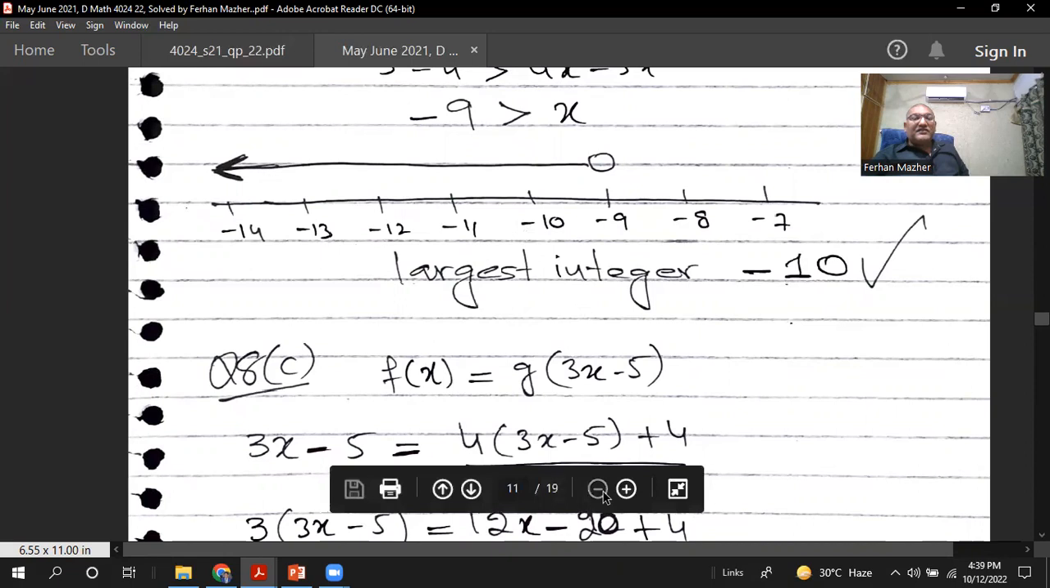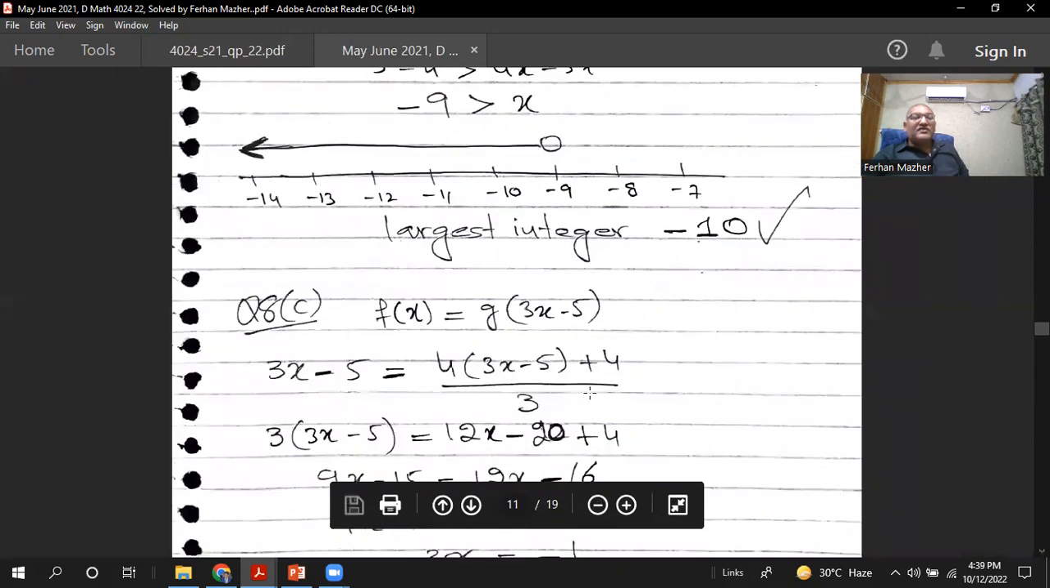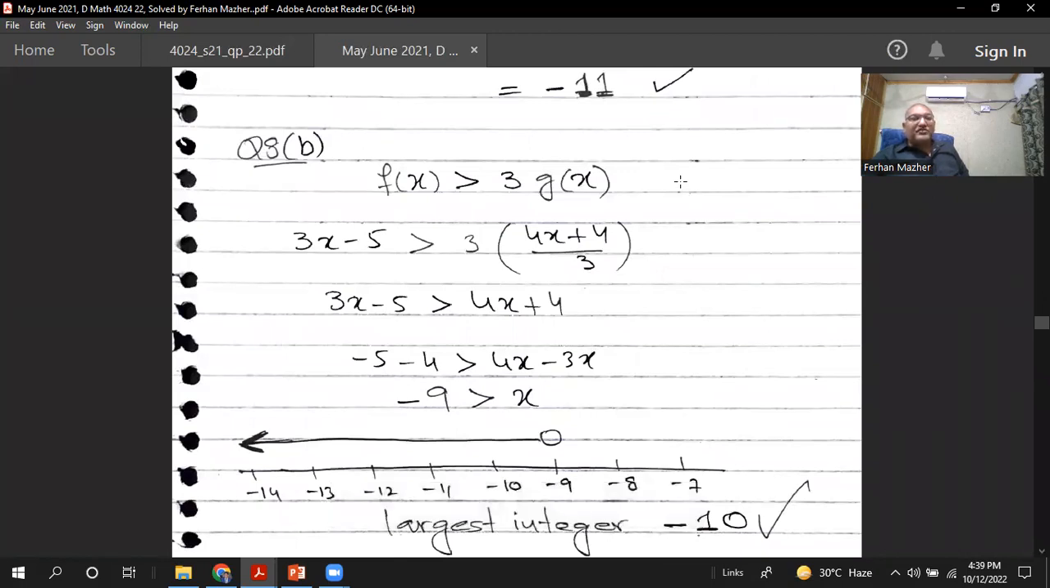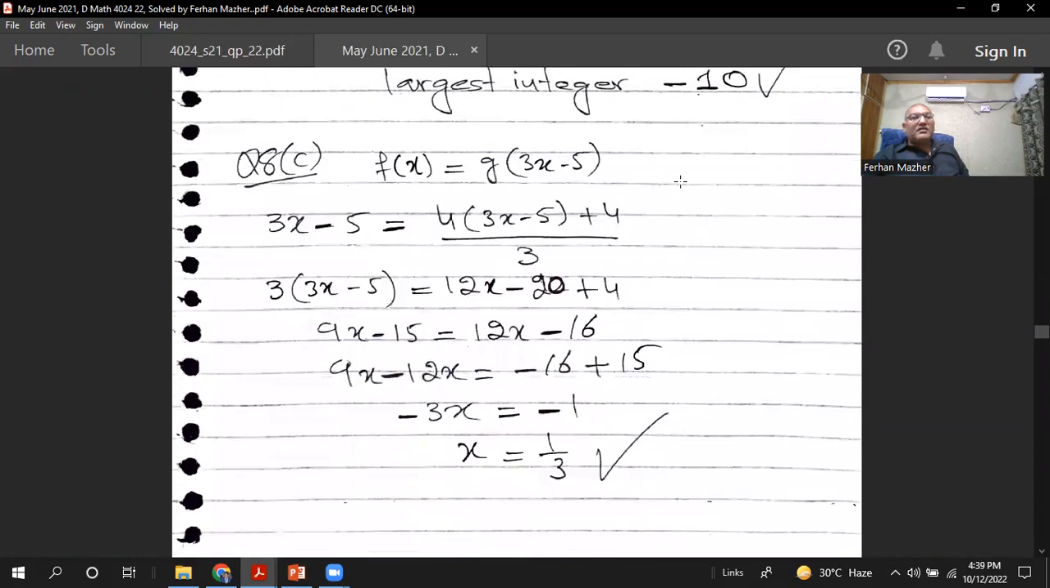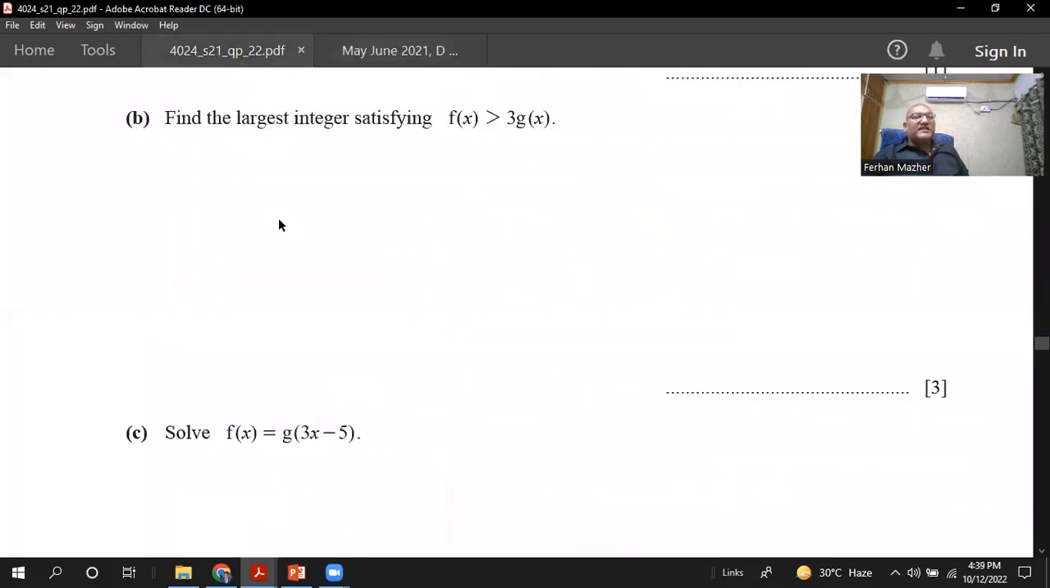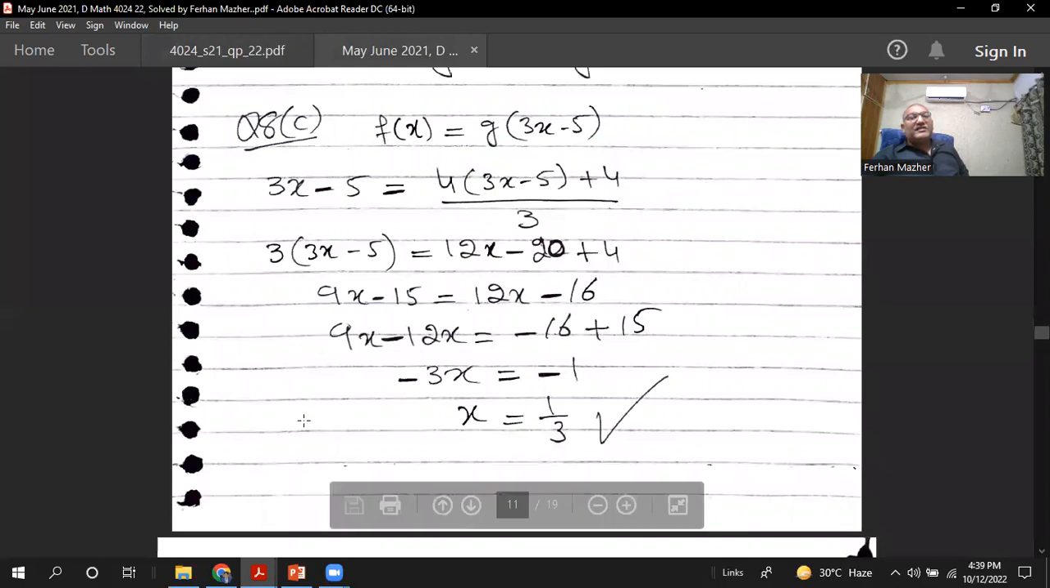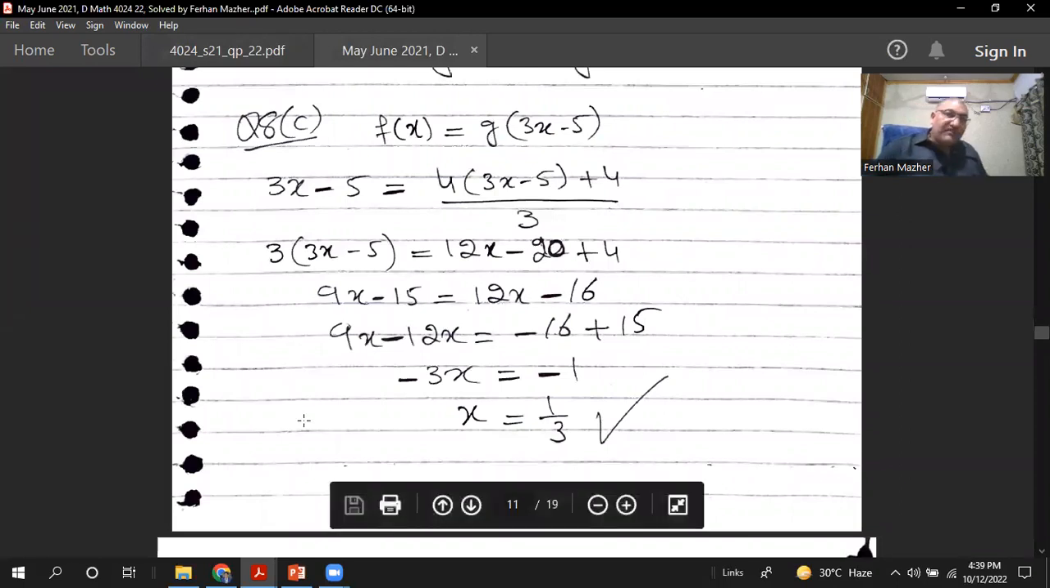So let me reduce the size so you can see the whole question. So now the question number 8, B part is all showing up on your screen. Okay, the next question they are asking is question number 8, C part. It says f(x) is equal to g(3x minus 5).